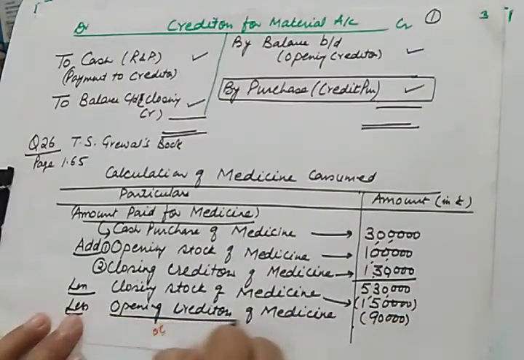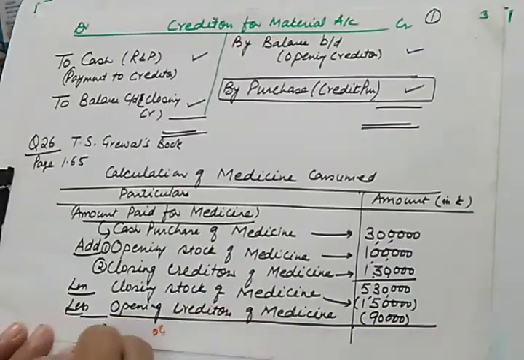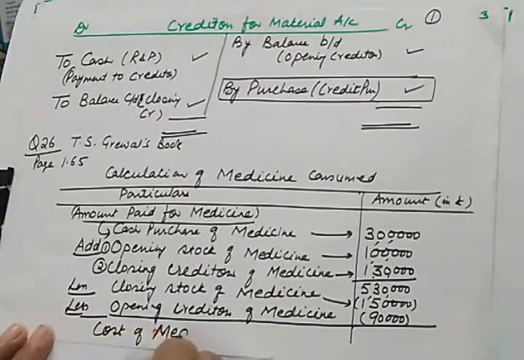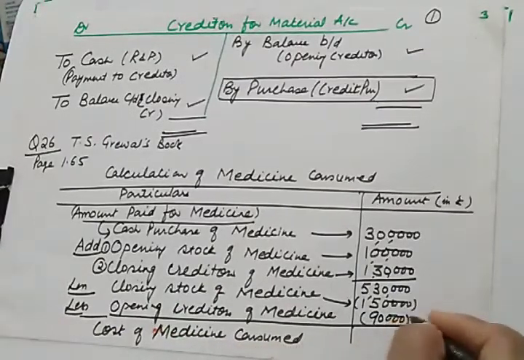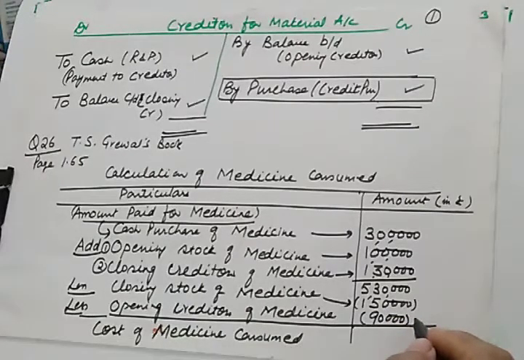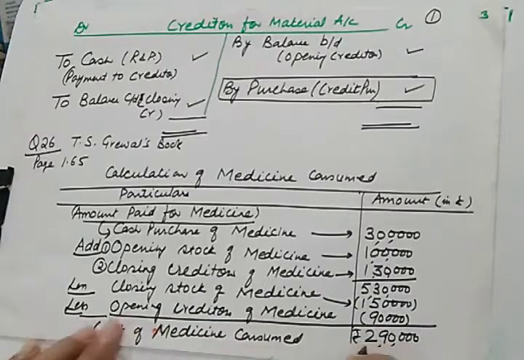So finally we'll be able to get the cost of medicines consumed. So from 530, if you deduct 240, 530 and 240, you will be able to get 290, 2,90,000. So always conclude your final answer with rupees.